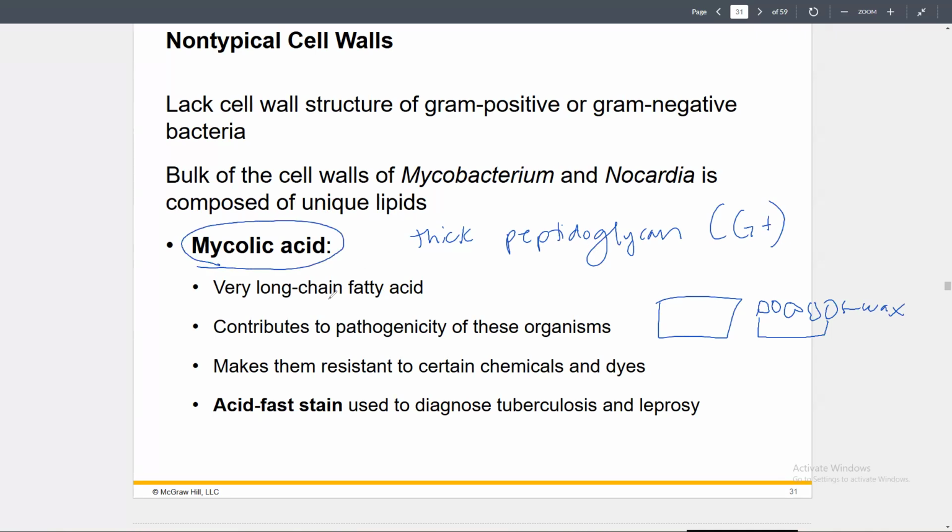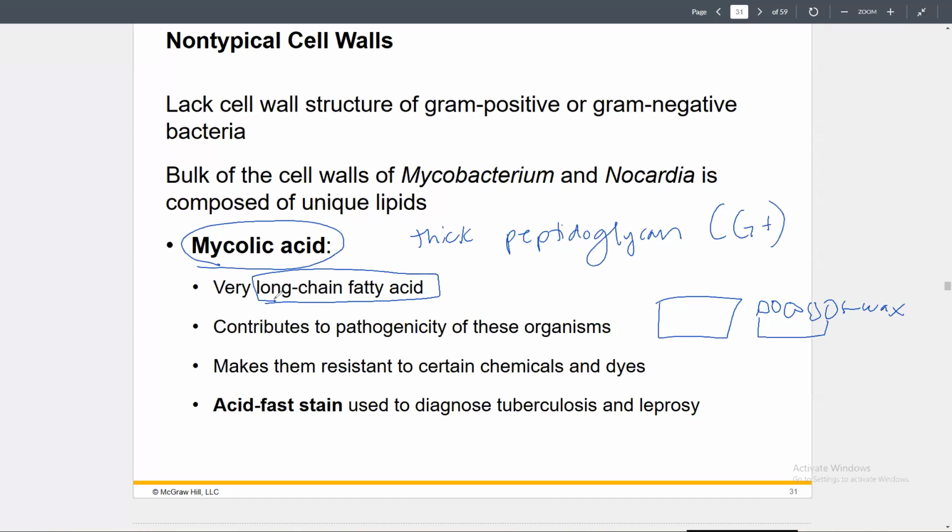It's a type of wax. It's a long chain fatty acid. So it's a fatty acid. It is an acid, but it's a fatty acid. So it's that lipid component that we're way more concerned about here, because that is going to be hydrophobic. This will make them more resistant to certain chemicals, certain dyes and stains. And so we use a special stain to identify if your organism might have this.